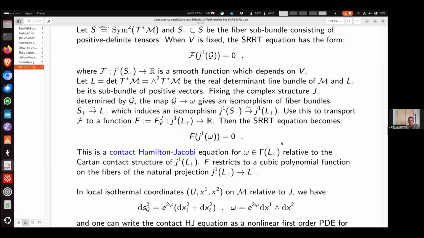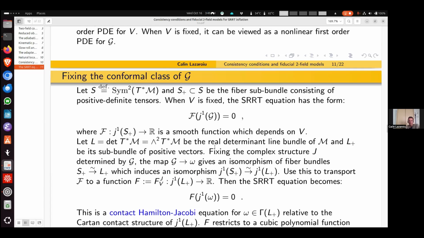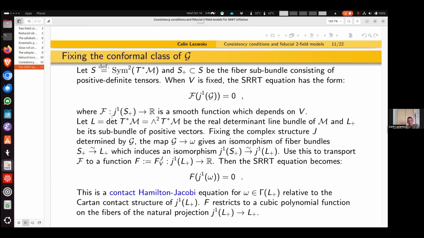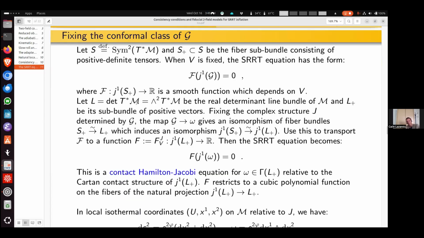Okay. So to give a nice formulation of fixing the conformal class of G, I'm going to consider the real determinant line bundle of M, which by definition is the second exterior power of the cotangent bundle of M.